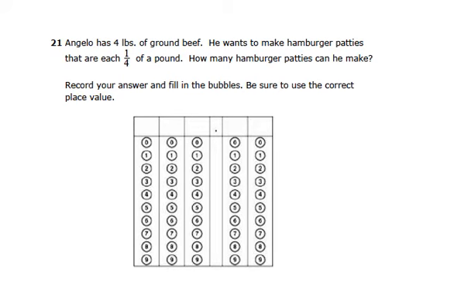Number 21. Angelo has 4 pounds of ground beef. He wants to make hamburger patties that are each 1/4 of a pound. How many hamburger patties can he make? Record your answer and fill in the bubbles. Be sure to use the correct place value.